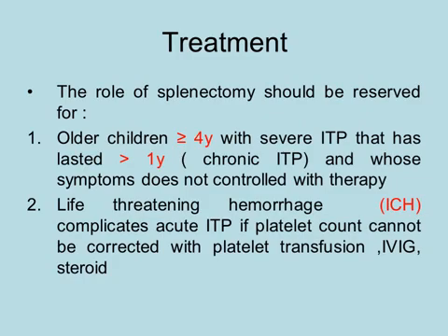The role of splenectomy should be reserved for older children who are more than 4 years of age with severe ITP, mainly chronic, lasting for more than 1 year, and who have symptoms that are not controlled with any line of therapy. The second indication is when there is life-threatening hemorrhage such as intracranial bleeding, massive GI tract bleeding, or massive epistaxis that complicates acute ITP, and the platelet count cannot be corrected by the usual mode of treatment, IVIG and steroid, as well as platelet transfusion.